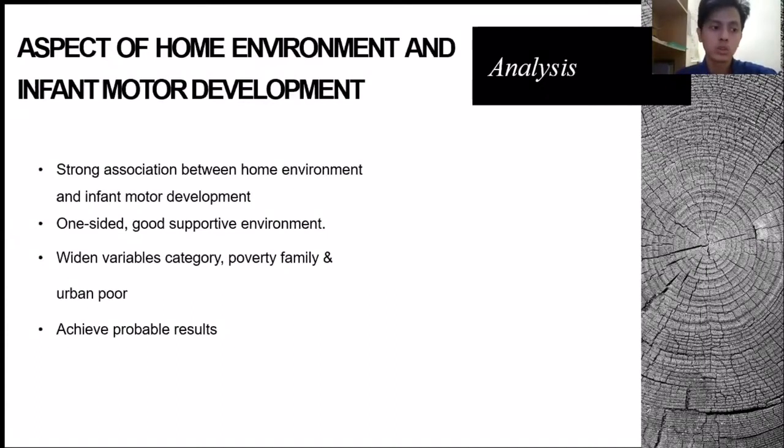So in order to come up with significant results, they should widen their variable categories, such as looking at income and the living conditions that they are in. You can look at poverty or the urban poor, and by differentiating between these two categories, maybe this study could achieve more probable results from this research.